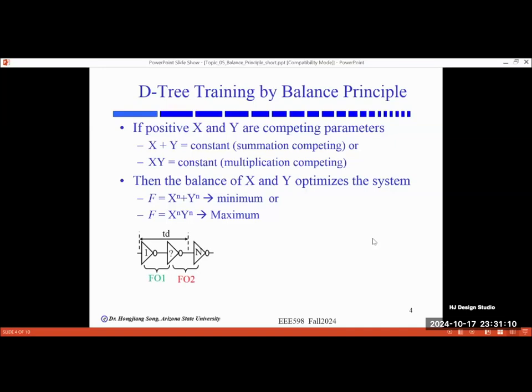So now there are two application examples of this concept. In the first example, when we drive a large load in the digital gate with a big fan out, we can always break this into small pieces. In this case, we break into two with fan out 1 and fan out 2. So now, by this balance principle, when fan out 1 equals fan out 2, that means the fan out balance, this circuit delay is minimized.